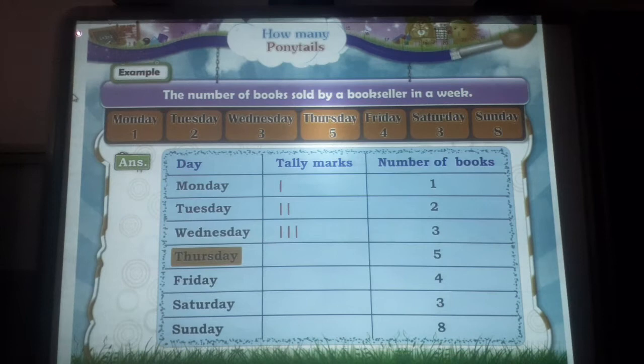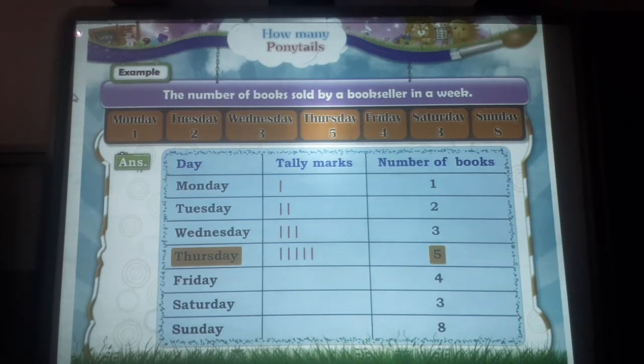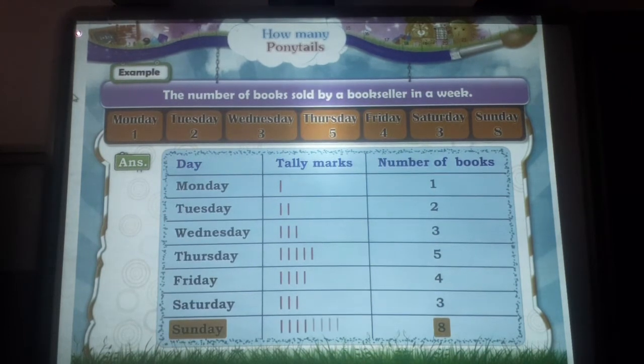For Thursday, the number of books sold is 5. So, Starry, how do we indicate 5 tally marks? Good. We write 5 vertical lines. For Friday, 4 vertical lines. For Saturday, 3. And for Sunday, 8 tally marks.